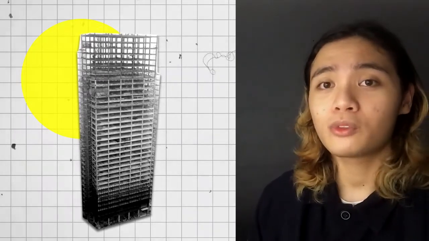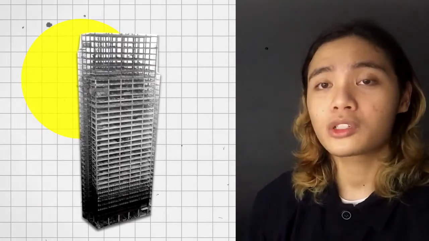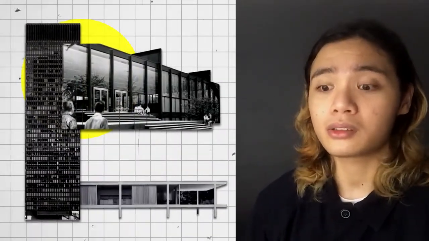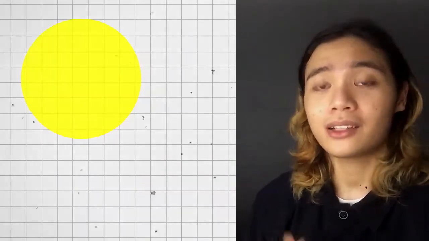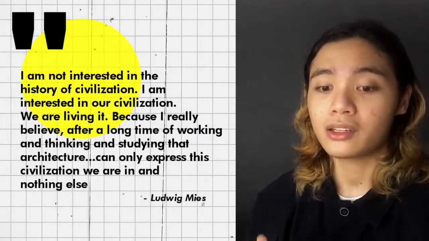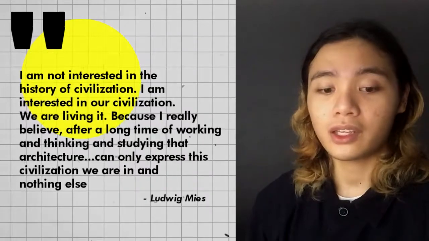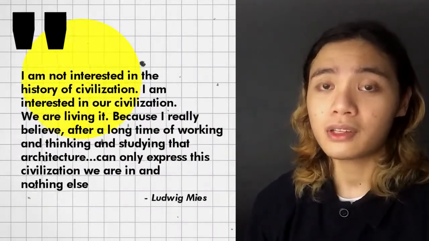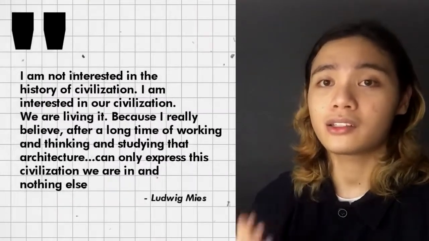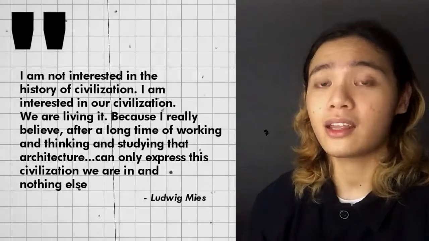The modernist movement and philosophy was evident during his time. His buildings and works were purely an expression of its era and its materials. As he explained, "I am not interested in the history of civilization. I am interested in our civilization, our current civilization. We are living it because I really believe that after a long time of working and thinking and studying, that architecture can only express this civilization we are in and nothing else."